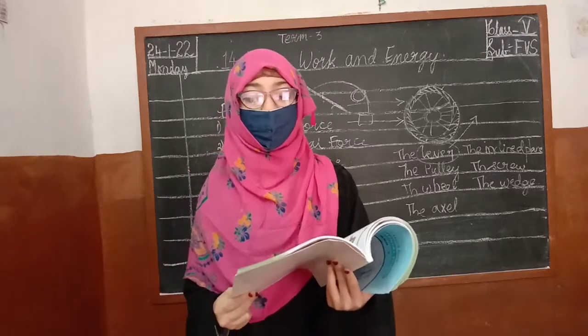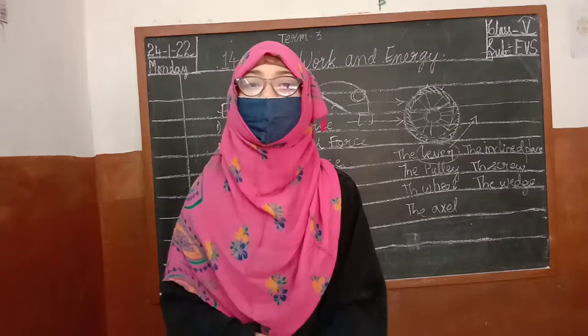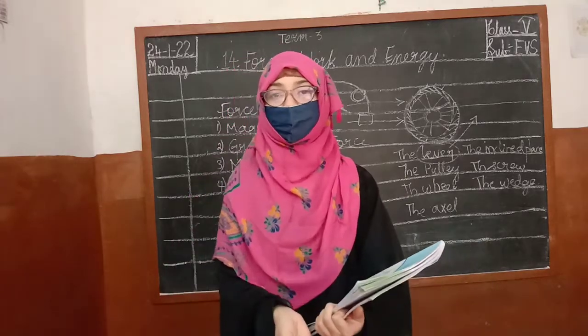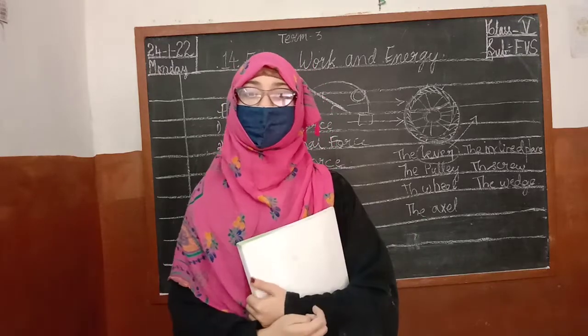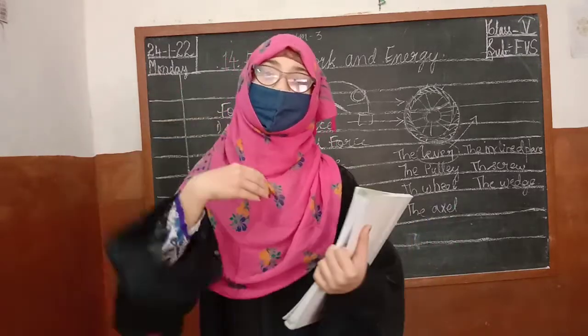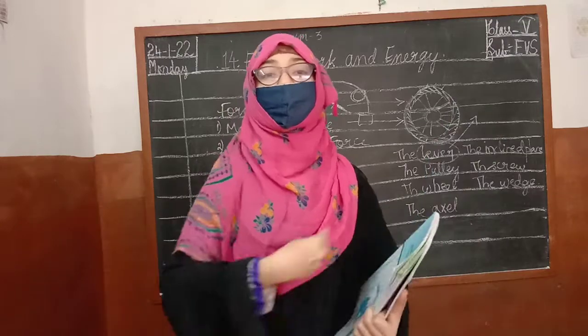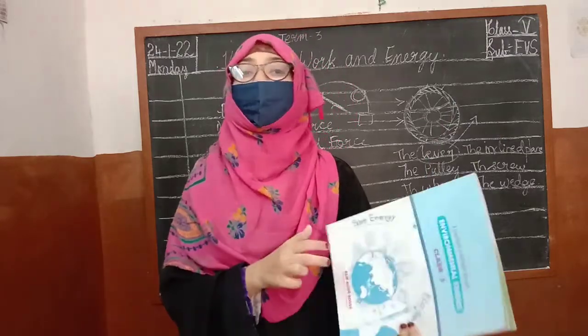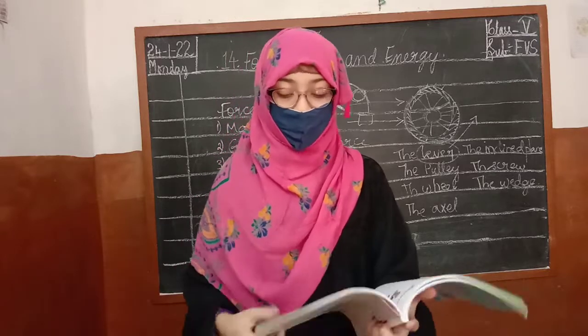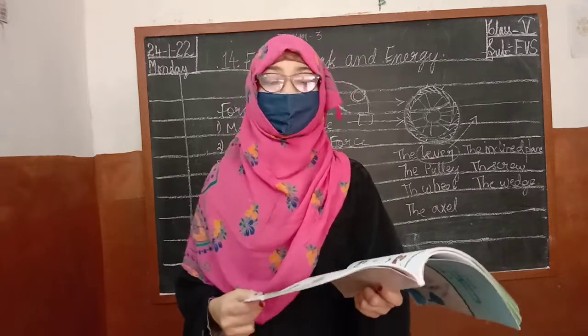Energy is used up when work is done. If you have energy, then only you will be able to do work. If the energy comes to an end, you will not be able to do work. So the more you eat, the more energy you get, you will become strong, and then you will be able to do more work, and very fast. You will be very active.